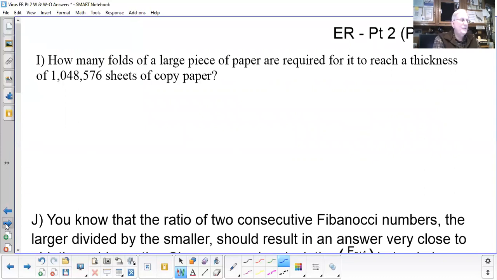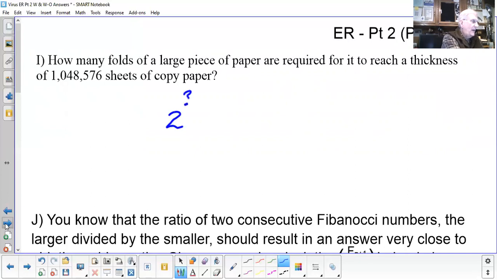How many folds of a large piece of paper are required to reach a thickness of 1,048,576 sheets of copy paper? Well, if you remember, if you fold a piece of paper in half, you are doubling its thickness. If you fold it again, you are doubling its thickness layers. If you fold it again, you have doubled its thickness layers. Each time you are doing a power of 2. So what power of 2 do I need?